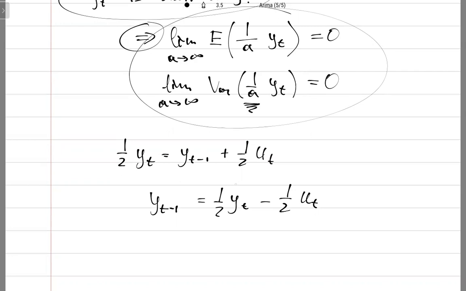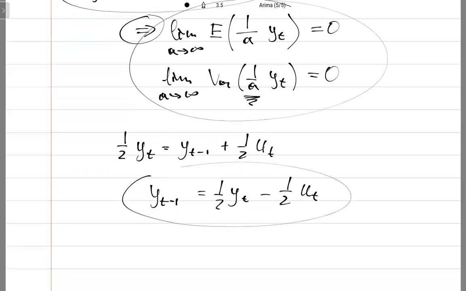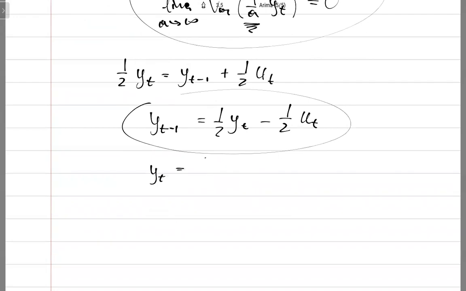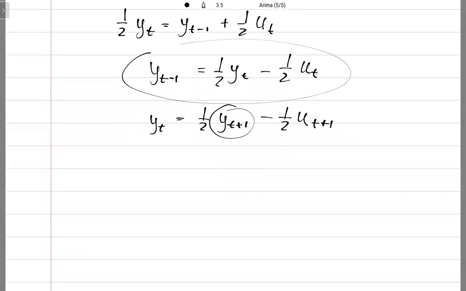And let's plug in. Let's use the same equation. So y_t is 1/2 y_{t+1} minus 1/2 u_{t+1}. I've just changed the time index. And then I will plug in y_{t+1}. I will use inversion of a lag polynomial, as you call it. It's possible with stationary solutions. You're right, but you can use this technique if you assume that the solution is stationary. So y_t is 1/2, but what is y_{t+1}?